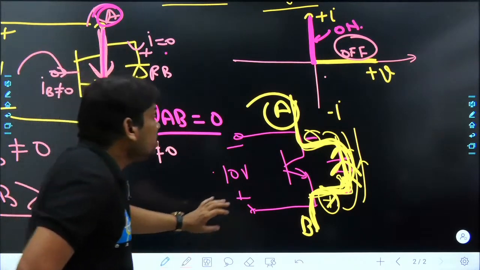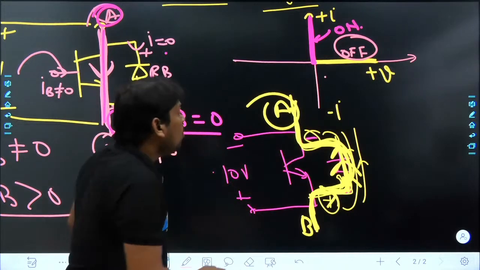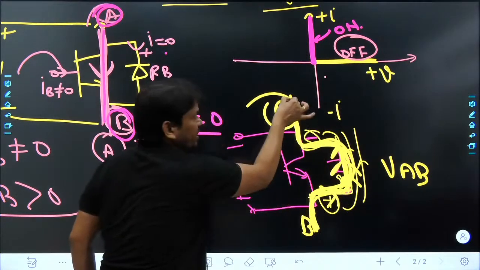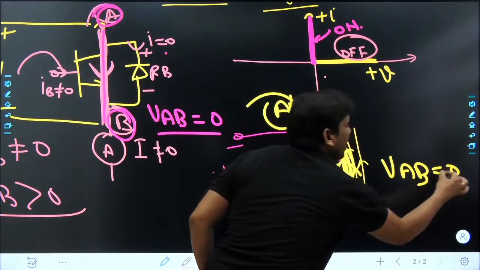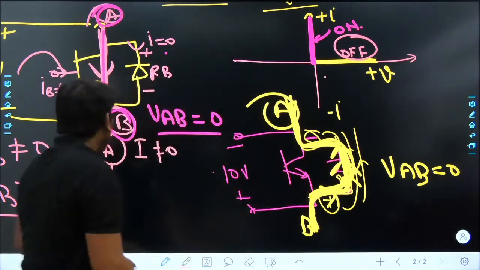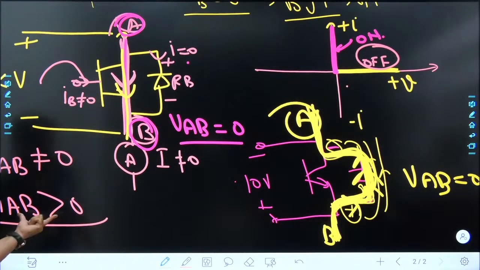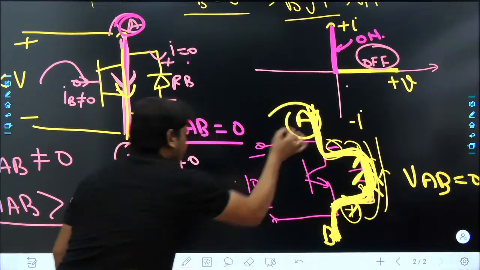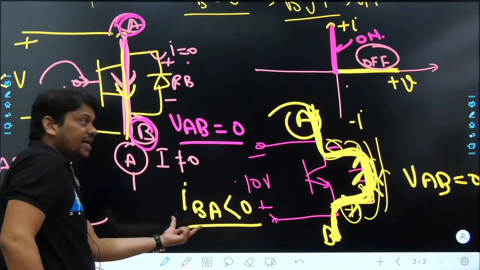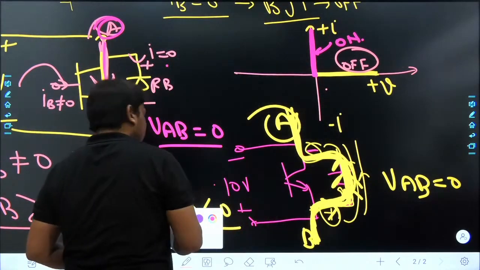Very nice. So now, my dear friend, when this diode is on, what will be the VAB voltage? Obviously, it is short circuit. So VAB value is 0, ideal case. And current will flow B to A. Earlier, current was flowing A to B. If we assume IAB positive, then definitely IBA will be negative. So here, what will be the VI characteristic in the second case or third case?